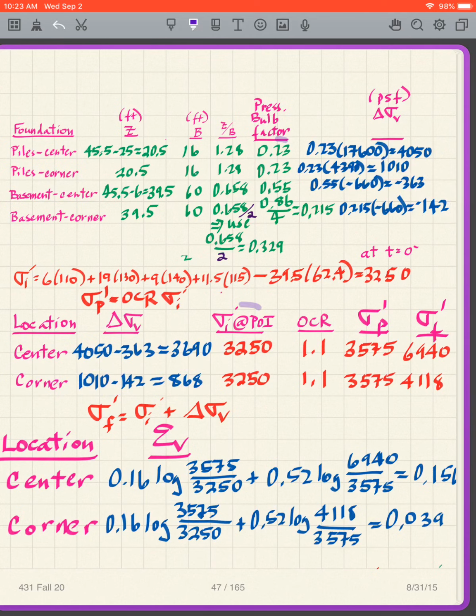Our sigma prime I, we just calculated, is 3250. And our OCR of 1.1, I multiply those two, I got my sigma prime P. And then to get my sigma prime F, it's going to be my sigma prime I plus my delta sigma V gives me my sigma prime F.